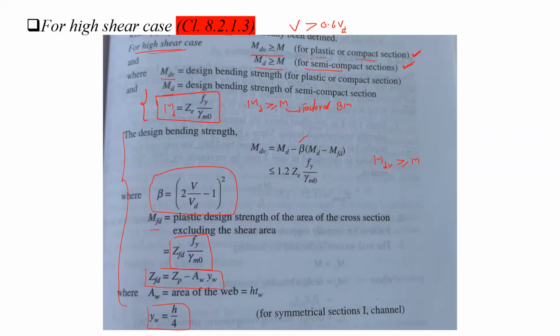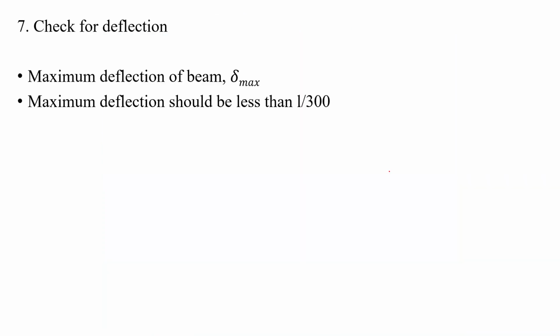So this is the next step, for high shear case. Based on the high shear case or the low shear case, you have to adopt that particular process. Make sure of noting down these clauses. For high shear case, you have clause 8.2.1.3, and for low shear case, you have clause 8.2.1.2. Anyways, the next step goes with the check for deflection.